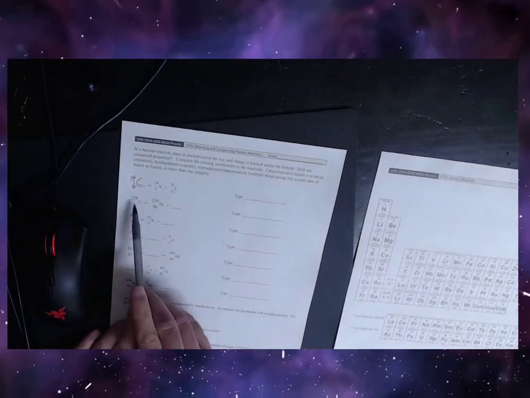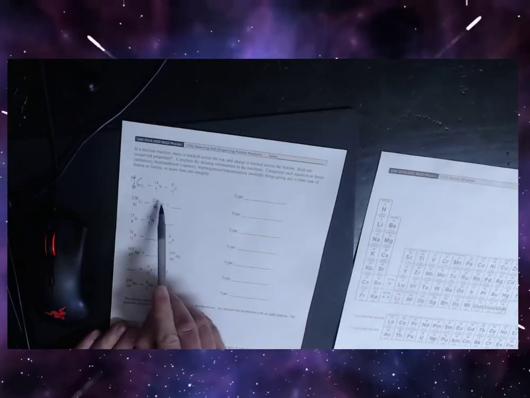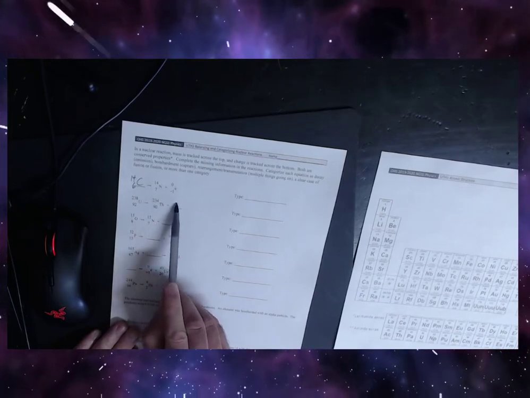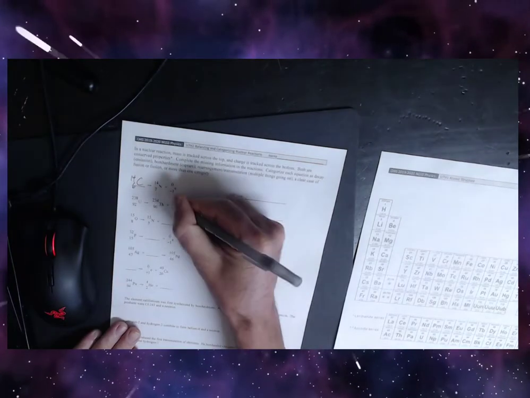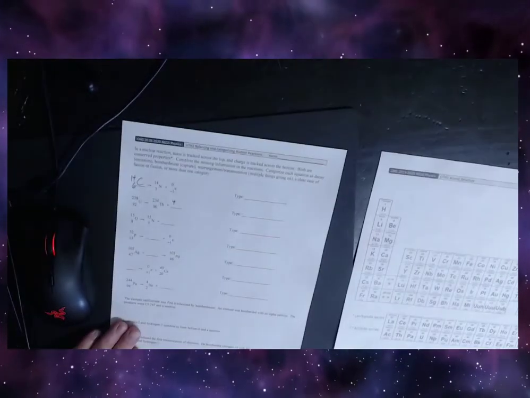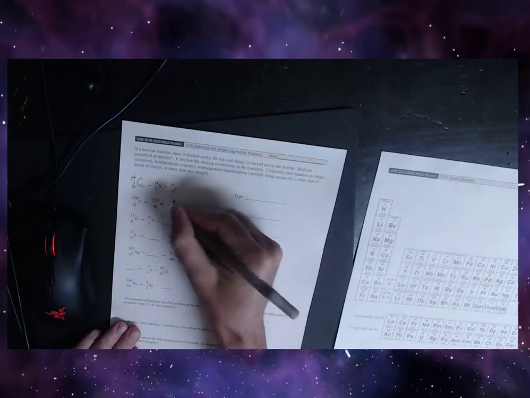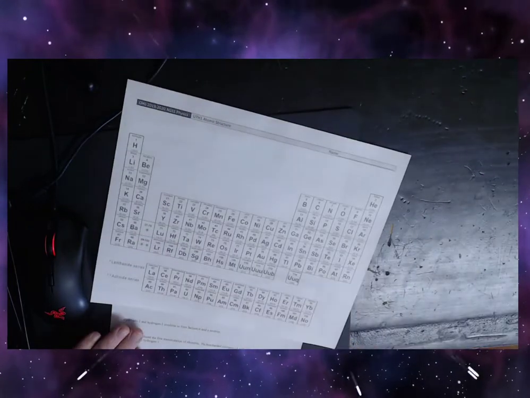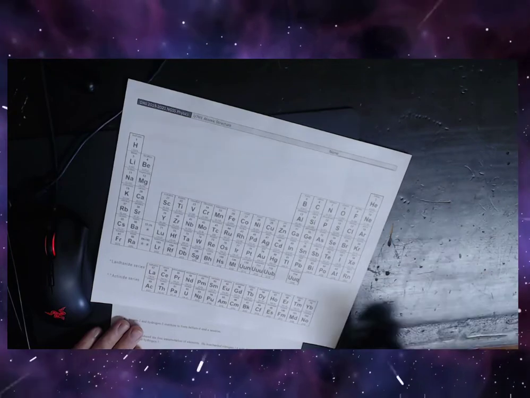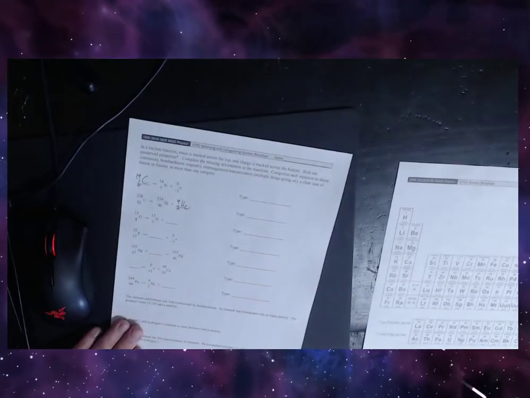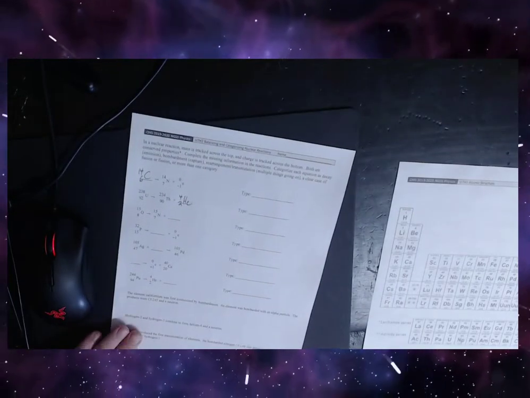Okay, next one. 238 equals 234 plus, what would I need to add to 234 to get it to 238? Oh, 4. Okay, now the atomic masses are balanced. And across the bottom, I'm missing a 2. Now, what element has an atomic number of 2? I'm glad you asked. Here we go. Helium has an atomic number of 2. So the identity of this is helium. All right, moving right along.